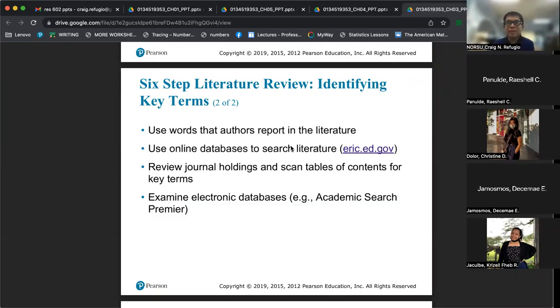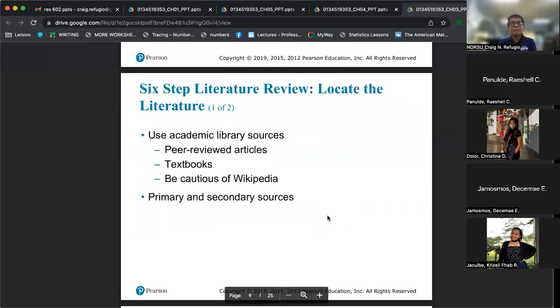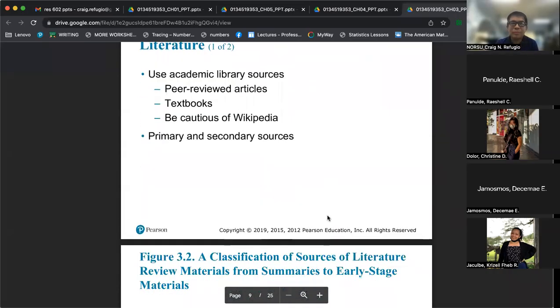We have eric.ed.gov. You can go there and find many literature about education. Review journal holdings and scan tables of contents for key terms. Examine electronic databases, such as Academic Search Premier. We have used academic library resources, peer-reviewed articles, and textbooks. Be cautious of Wikipedia. In my case, I told you, no to Wikipedia. Then primary and secondary sources.